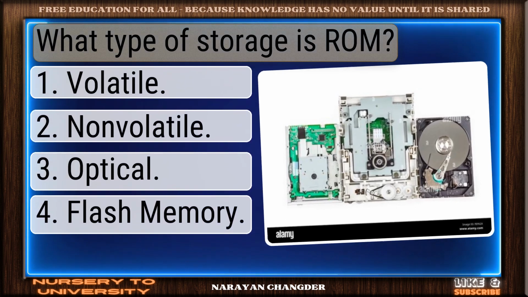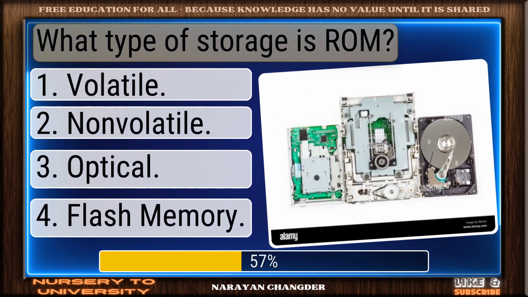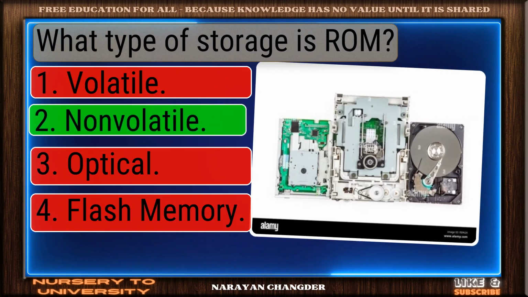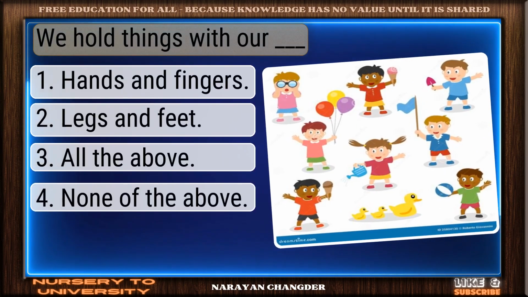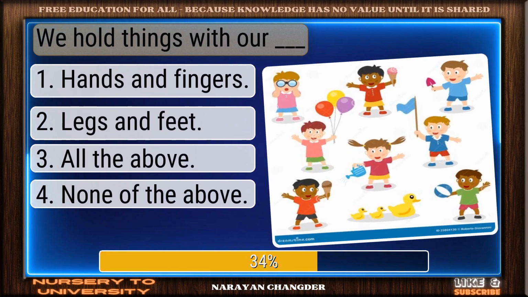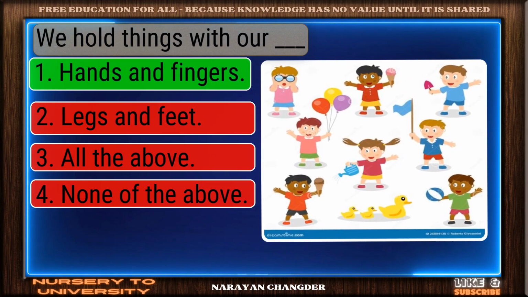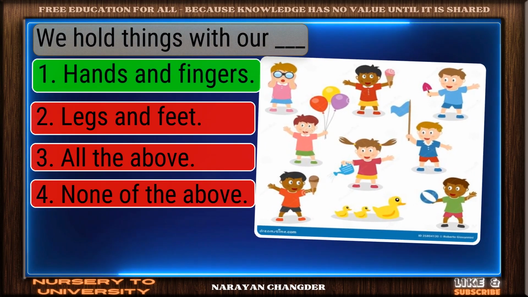What type of storage is ROM? Right again. Non-volatile is a valid answer. We hold things with our dash. Strong choice. Hands and fingers is the right answer.